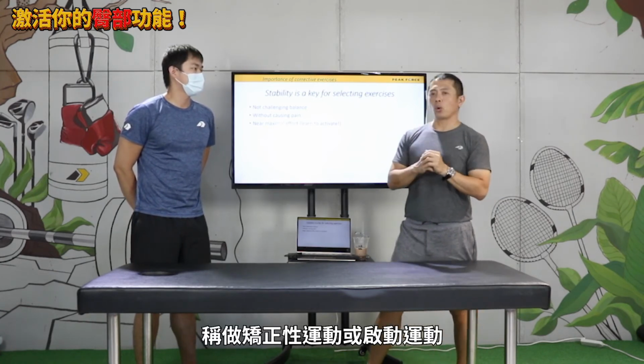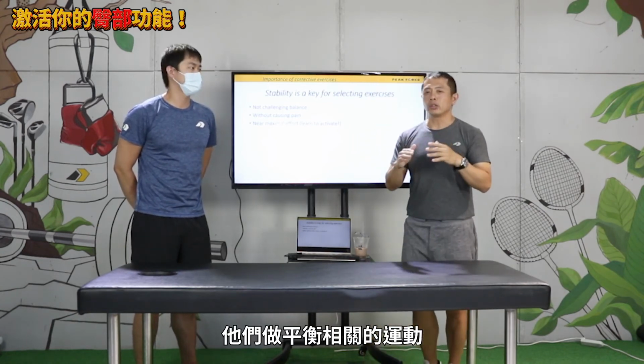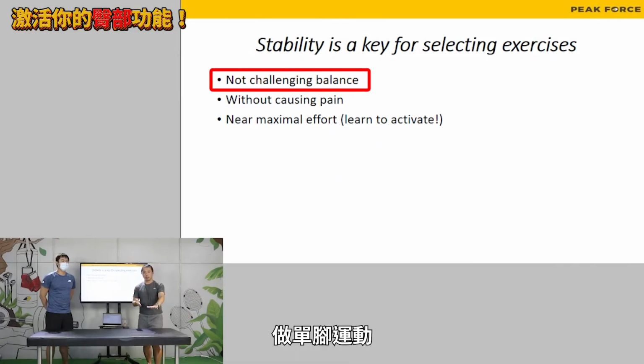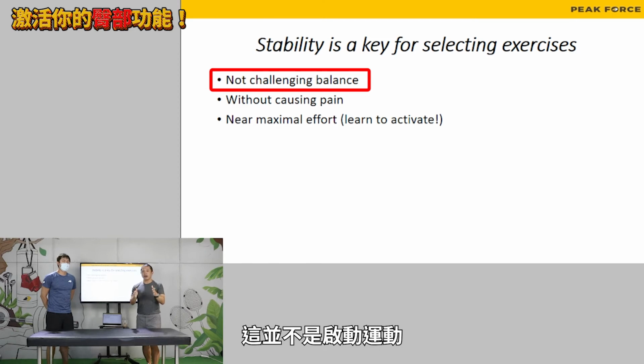what's called a corrective exercise or activation exercise. They do balance related exercises. For example, being on a single leg or being on a Bosu ball, air disc, those kind of stuff to create an unstable surface. They're not the activation exercises. They are actually more for rehabilitation, also the neuromuscular reactive exercise. It does not necessarily activate those muscles in a higher capacity.